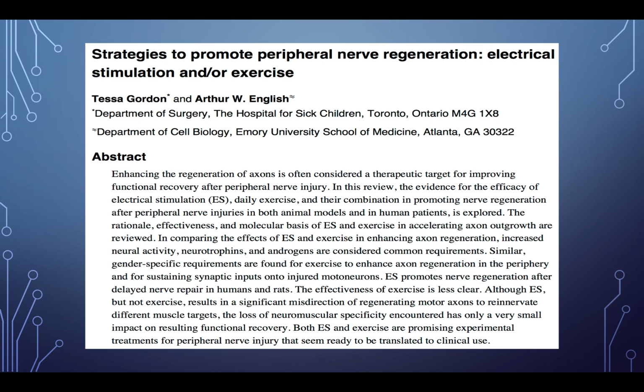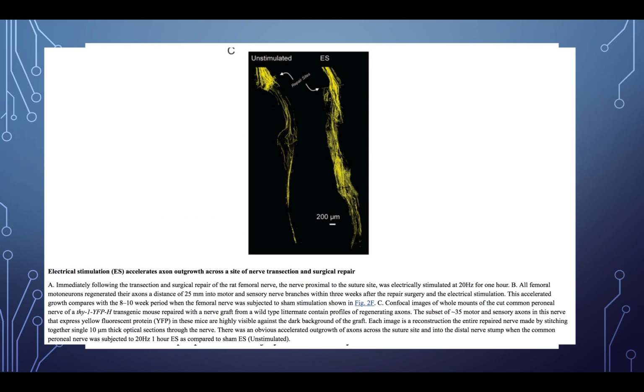Electrical stimulation or exercise. So this is an article that found both electrical stimulation and exercise are promising experimental treatments for peripheral nerve injury that seem ready to be translated to clinical use. So, we'll use TENS units in our office. We use something called a rebuilder. We have an SSAP that you use to diagnose nerve function, but we'll also use it to activate nerves to create plasticity, which I think I spoke about in the last lecture.